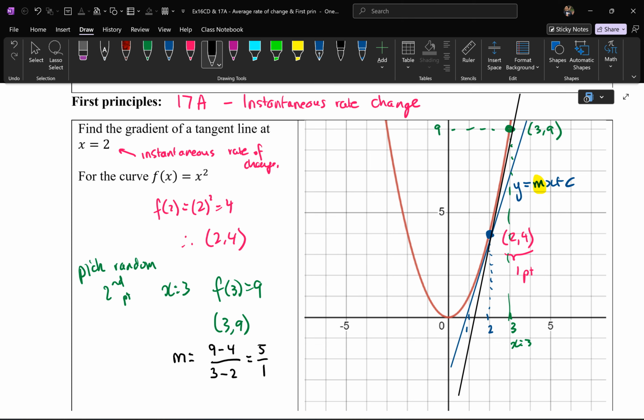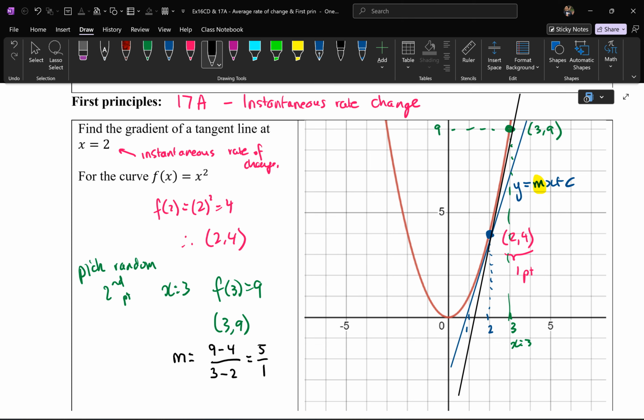That's the one I made up. I made up a point. I said, let's pick x equals 3. Is the gradient of the black line the same as the blue line, which is the one I want? No. Can you see that?